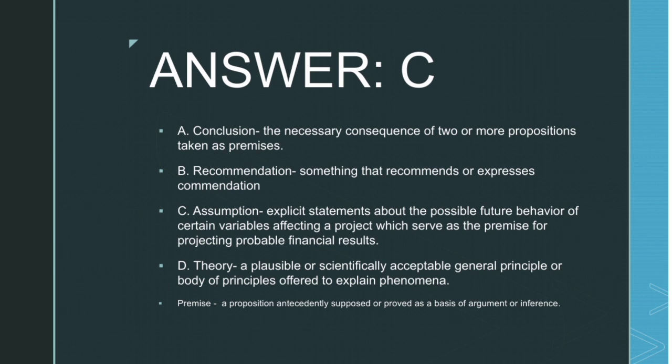So, letter C is the definition of assumption, no? And why are the others false, no? First, conclusion. It is the necessary consequence of two or more propositions taken as premises. So, what is a premise? A premise is a proposition antecedently supposed or proved as a basis of argument or inference. Letter B, recommendation. So, these are something that recommends or expresses commendation.